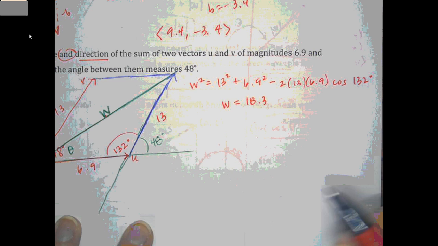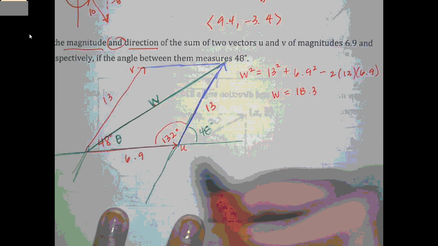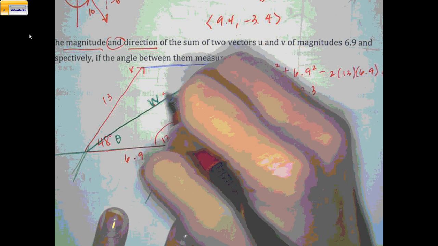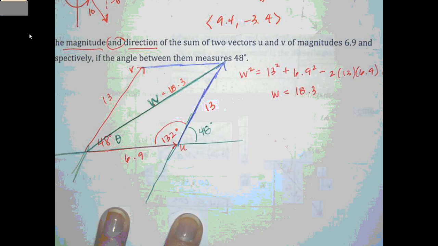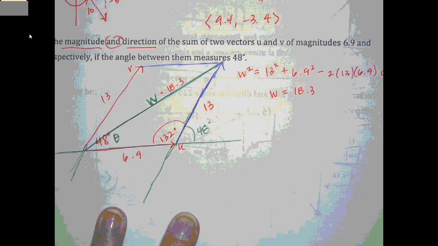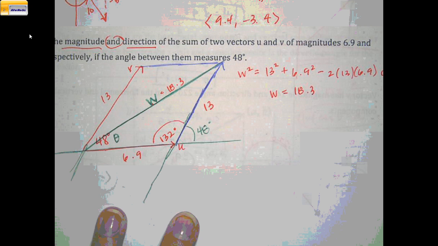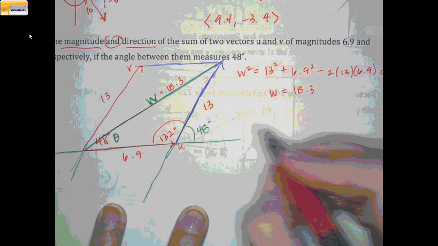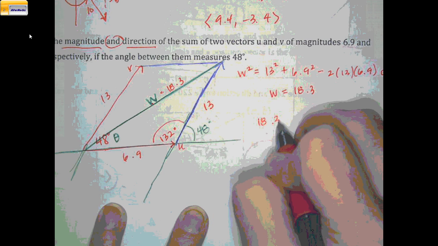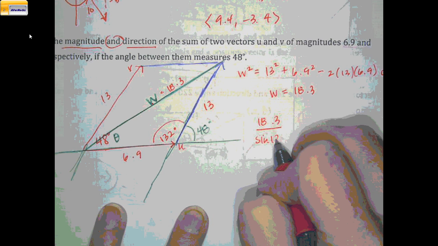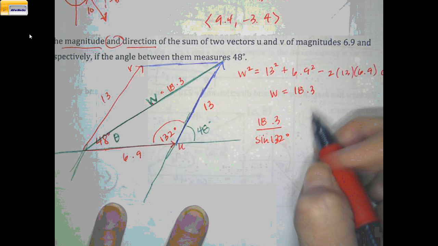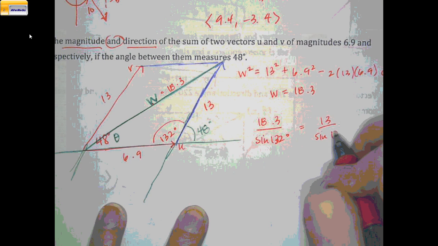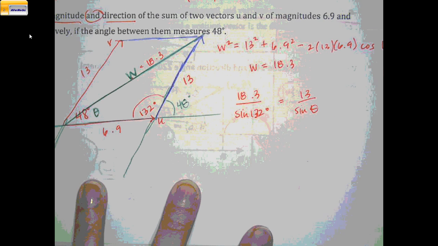So there's our magnitude. Now we need the angle. This guy down here. You guys see this whole triangle? And now we know that this right here is 18.3. How can I get it? Love it. Let's do law of sines. Christian, pay attention there. All right, so we have 18.3 over sine of 132 degrees. Whoops, that's messy, sorry. Equals 13 over sine of theta. Let's solve for theta.